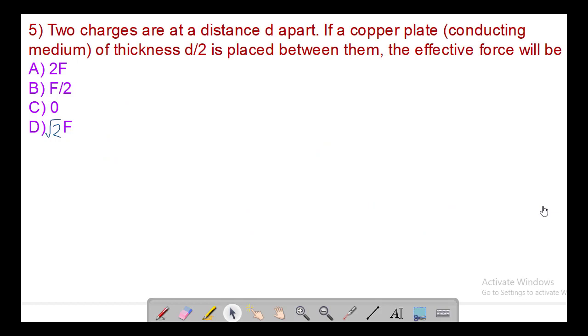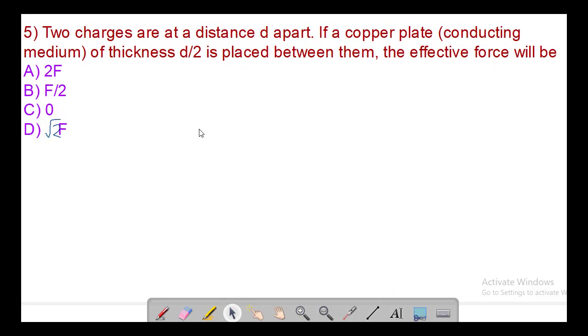Two charges are at a distance d apart. If a copper plate, which is a conducting medium, of thickness d by 2 is placed between them, the effective force will be? Now let us assume these are the two charges. Sorry, this is one charge, a point charge. This is another point charge. They are separated by distance d.